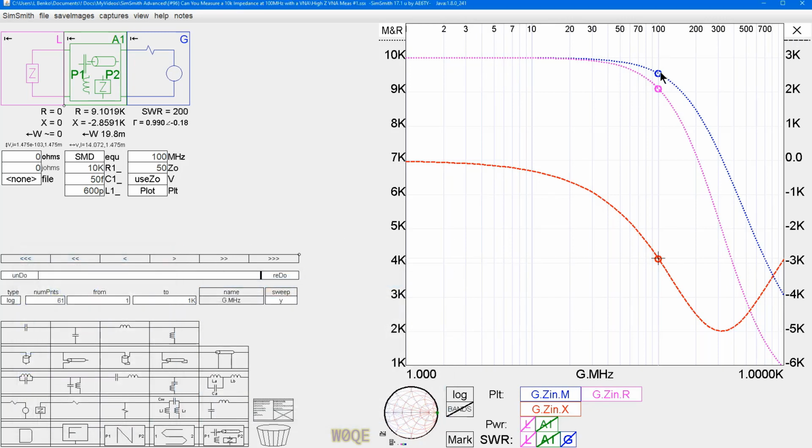So at one megahertz or something down here low, we see that this is virtually 10K plus J0. However, by the time we get to 100 megahertz, what we see is the magnitude of the impedance being 9.54K, with the resistive piece being 9.10K, and the reactive piece being minus 2.86K. And you might say, well, that's pretty bad. That's a pretty bad resistor at 100 megahertz, but let's look at that a little more closely.